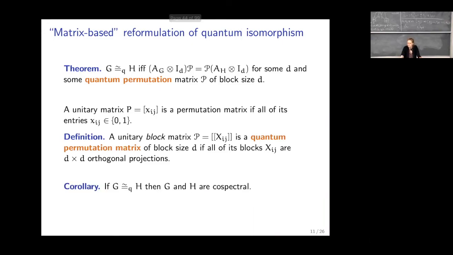So when you start talking about these quantum permutation matrices acting on things, does it end up being that these projections could be any rank, or is there something about the structure, about the fact that the entire matrix is unitary, that kind of forces them into rank 0 and rank something else?